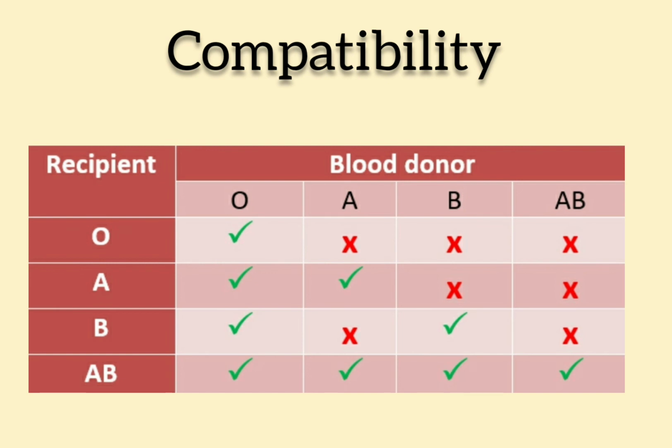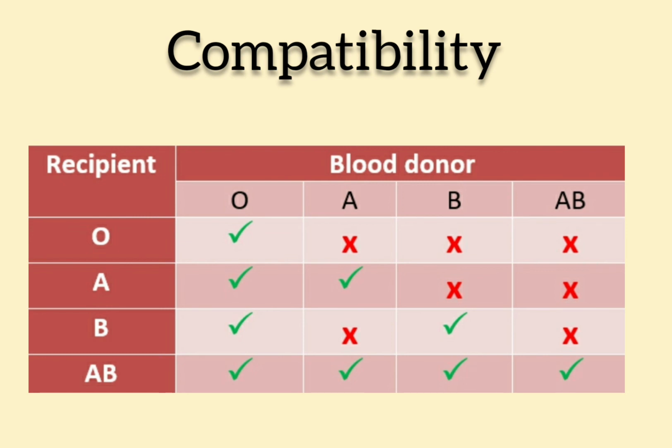Group A recipients have A antigen on their red cells. So they cannot receive group O or group B, as anti-A will attack their red cells. Group B recipients have B antigen on their red cells. So they can't receive group O or group A plasma, as anti-B will attack their red cells.